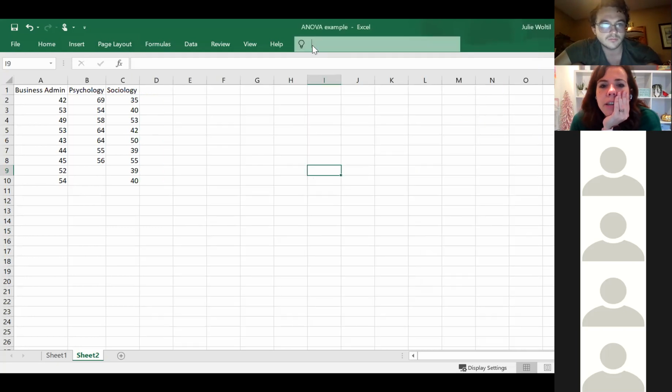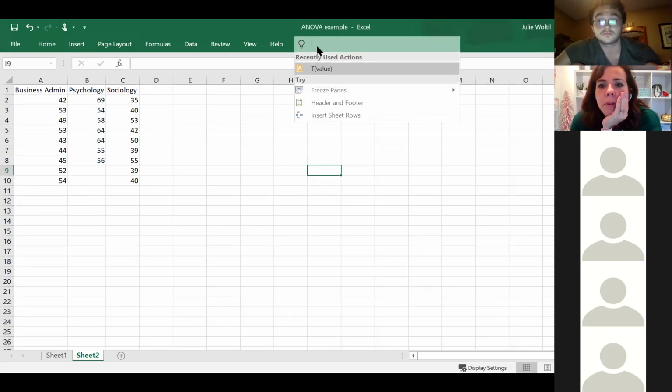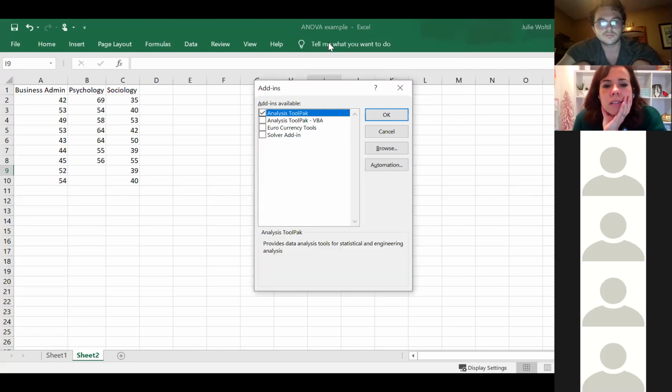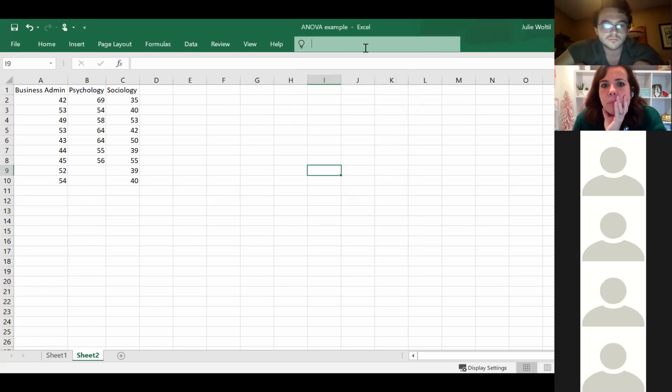Okay, so the other thing you could do, you guys have the little light bulb right here for the help? Yes. Analysis ToolPak. Can you type that? And then click it. Do you guys see that option?